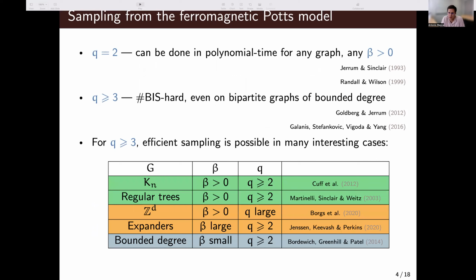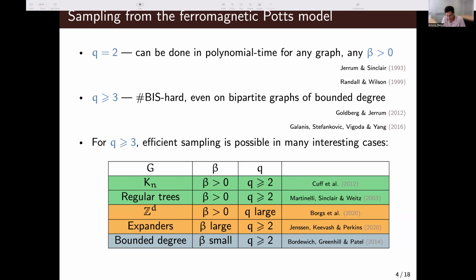Okay, so we want to generate samples from the ferromagnetic Potts model, from its Gibbs distribution specifically. This is an important problem that has received lots of attention. For the special case when Q equals 2, for the Ising model, we have a polynomial running time algorithm that works on any graph and for any beta. And this goes back to the seminal work of Jerrum and Sinclair in '93, which was followed up by the sampling algorithm of Randall and Wilson in '99.